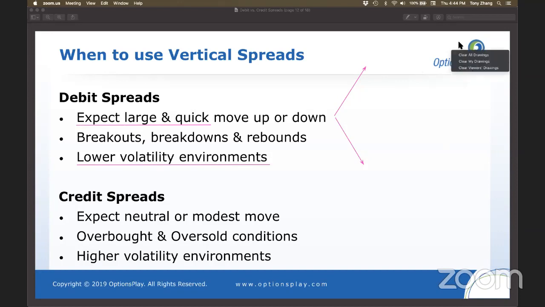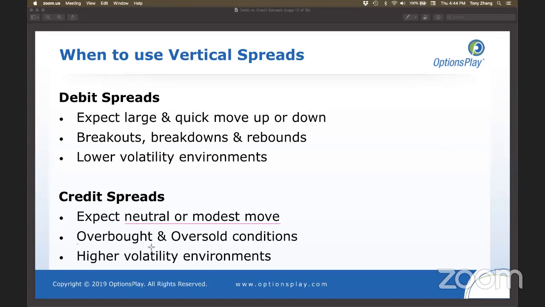Credit spreads, on the other hand, are the exact opposite, just like selling a call or selling a put. This is useful for when you expect a neutral or modest move. So yes, you can make money on a credit spread if the stock makes a big move, but if it makes a big move, you are better off buying that debit spread. If you're expecting a big move, credit spreads are really not the right trade for you because you're not going to be able to capture all that upside. It doesn't matter whether the stock moves 1% in your favor or 20% in your favor, you make the same amount of money on a credit spread.